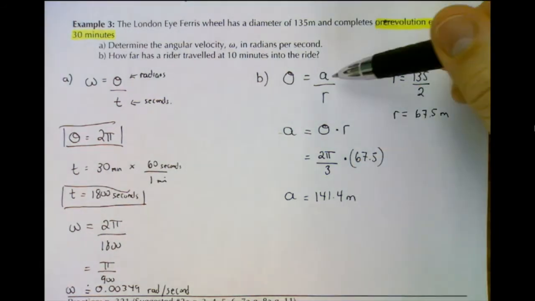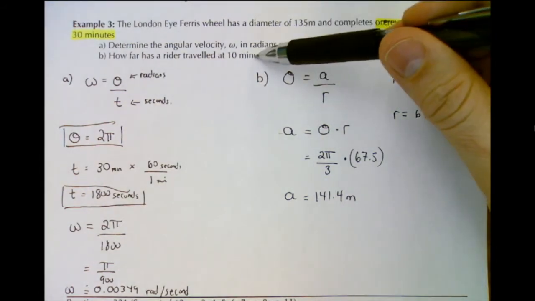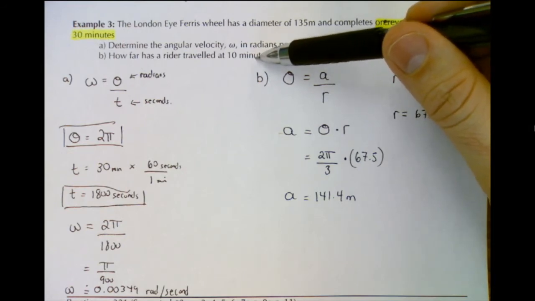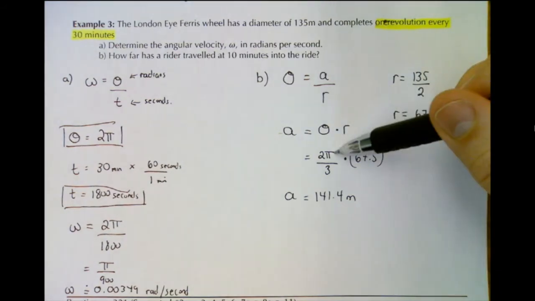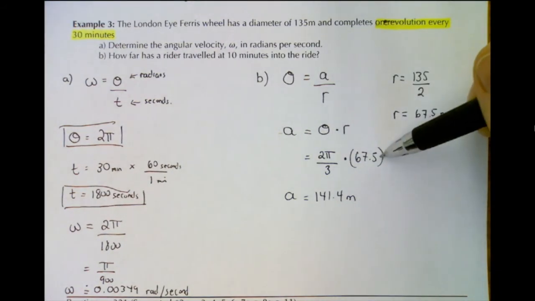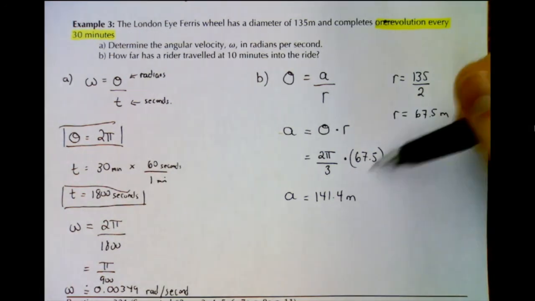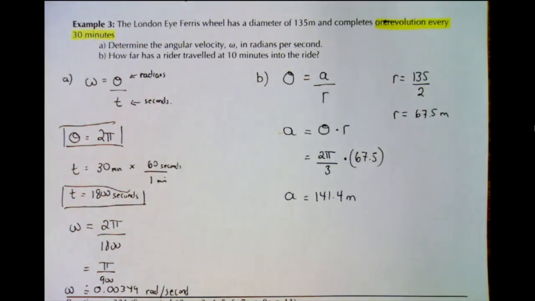So if we want a distance traveled around a circle, that's our arc length. We need our angle and our radius. Our angle comes from what proportion of the circle we've gone around. Whole circle is 2 pi. 10 minutes is a third of 30 minutes, so a third of 2 pi is your angle, 2 pi over 3. And 67.5 is your radius. Multiply the two and you get an arc length. Same units as the radius, so it's 141 meters.